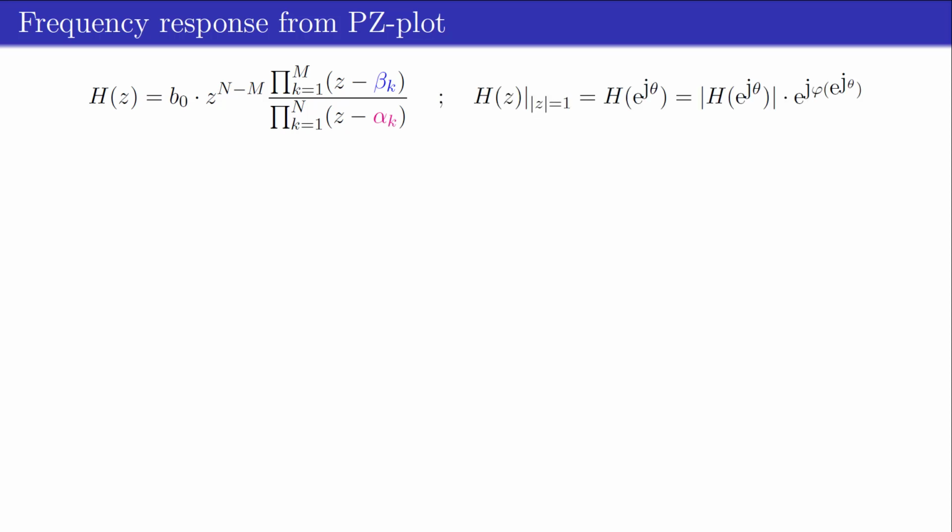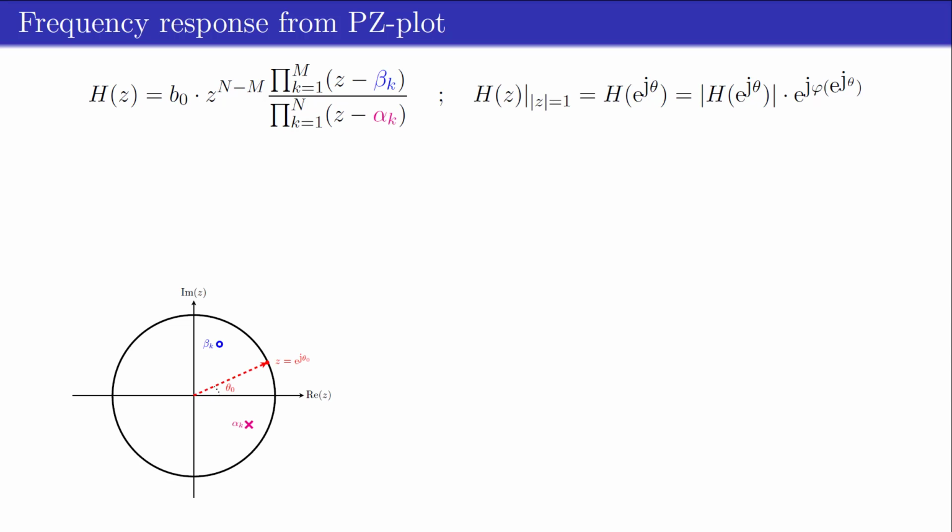As mentioned before, the frequency response H(e^{jθ}) may be found from the system function by evaluating H(z) on the unit circle. Assume we want to calculate the frequency response at frequency θ0 in a geometrical way from the poles and zeros of H(z). The figure represents one zero at z is β_k and one pole at z is α_k of such a system, and the location at z is e^{jθ0} on the unit circle.